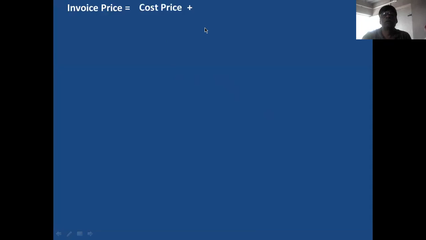Invoice price is equal to cost price plus loading. Loading is 25. On sales means selling price, selling price means invoice price. So you write invoice 100. Here is 100, here is the 25. In between these two, you write 75. 75 plus 25 is equal to 100.